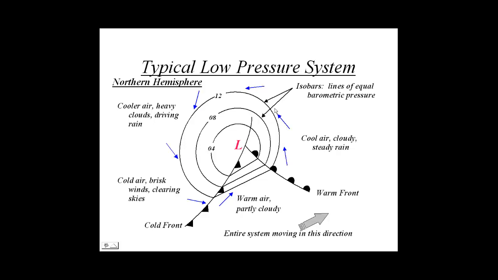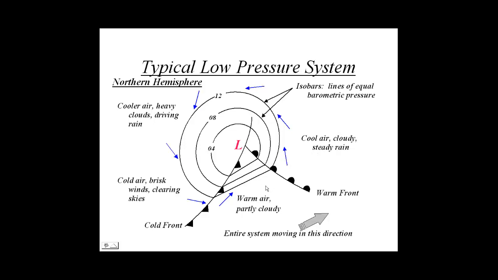The blue arrows indicate the wind direction. The wind will bend, it won't go exactly parallel to the isobars, it'll actually bend in towards the middle a little bit, as the arrows show here. So as you come around this low pressure system, the wind direction is changing, always circulating around and always pointing somewhat in towards the center.